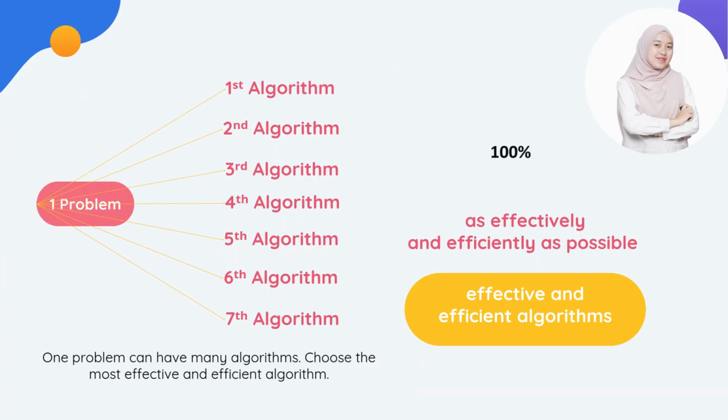It's important to understand that a single problem can be solved using many different algorithms. Each algorithm may approach the problem in a unique way. Some are simple and easy to understand but take longer to execute, while others are more complex yet provide faster and more efficient results. In the world of computing, choosing the right algorithm can greatly impact performance, accuracy, and resource usage. Therefore, as programmers and problem solvers, our responsibility is to analyze these alternatives carefully and select the algorithm that offers the best combination of clarity, effectiveness, and efficiency for the specific situation.